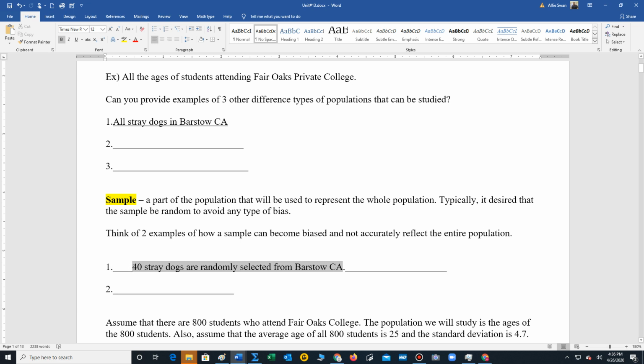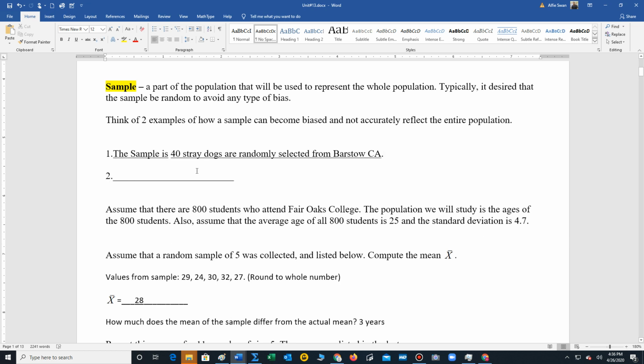We do have another example here. Going back to our stray dogs, let's just say that we collect a sample of 40 stray dogs that are randomly selected from the population of the Barstow, California dogs. That would be our sample that we're going to work with. And just try to think of another sample.